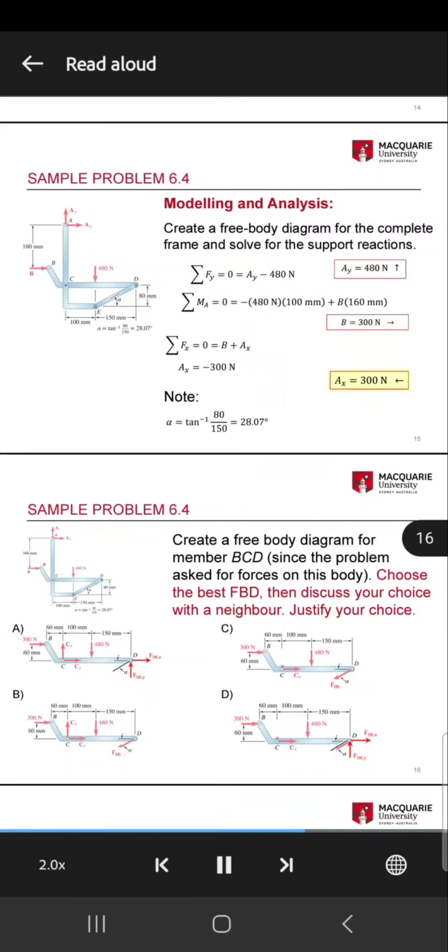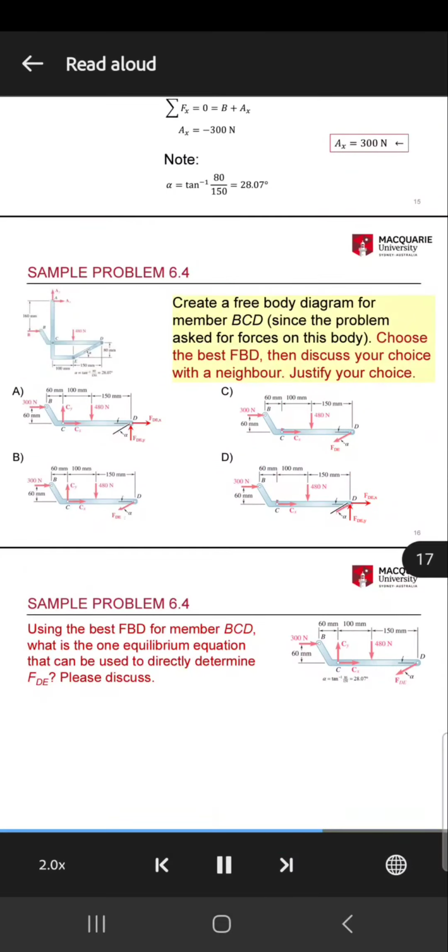Ay equals 300, B equals 300, Ax equals 300 pointing left. Note the top figure. Create a free body diagram of member BCD since the problem asks for forces on that member.